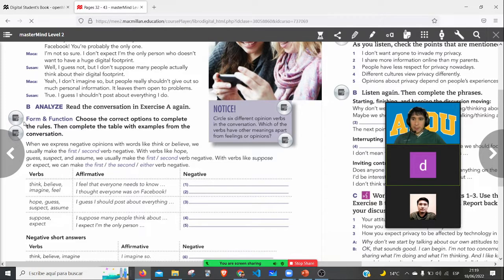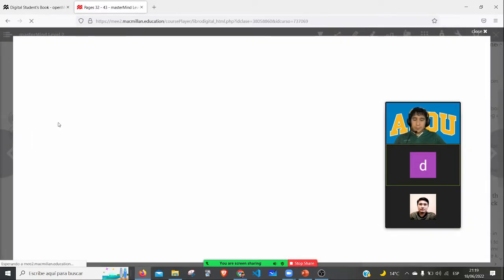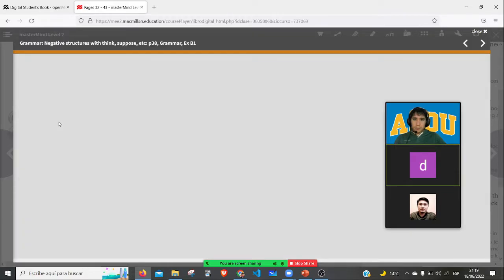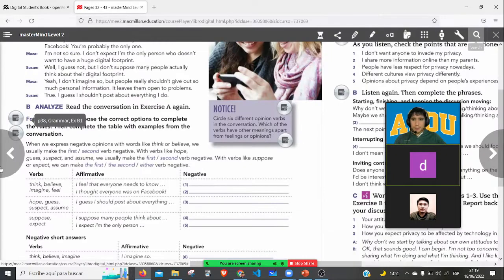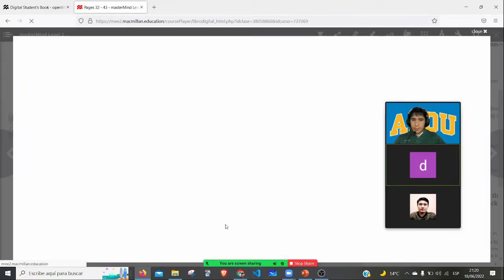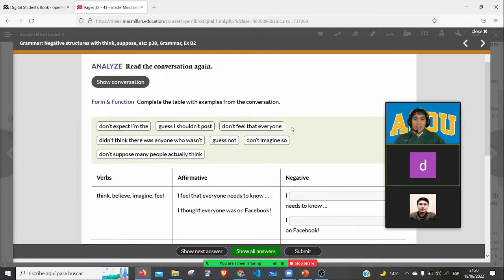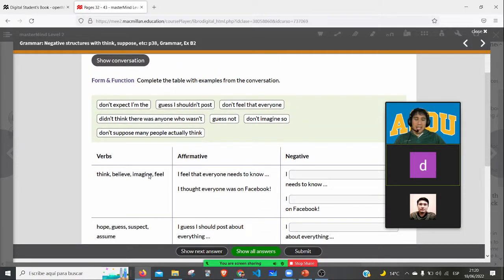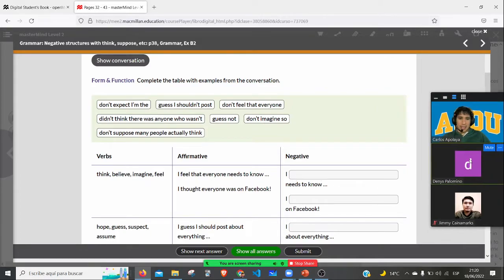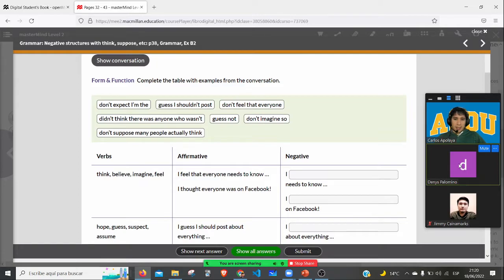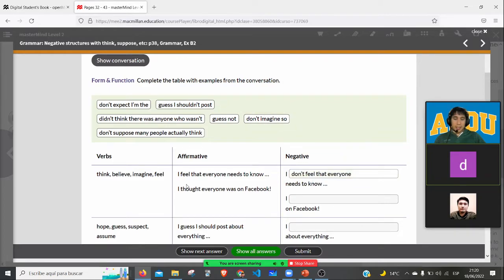Let me make this bigger. Oh, we're done with that one. This book is really fascinating, working with the book right now. Okay, so focus on this part. Think, believe, imagine, and feel. I feel that everyone needs to know. Negative. I don't feel that everyone needs to know. Remember that the negative goes at the beginning. Okie dokie.